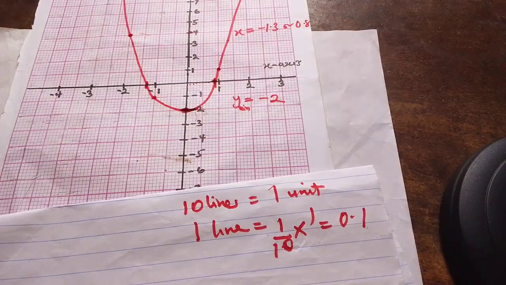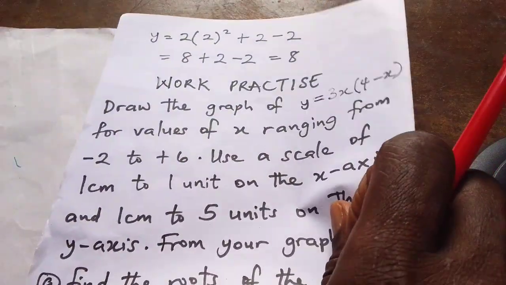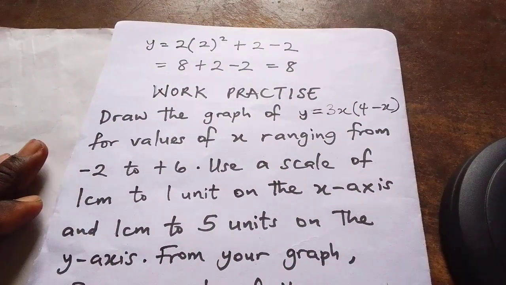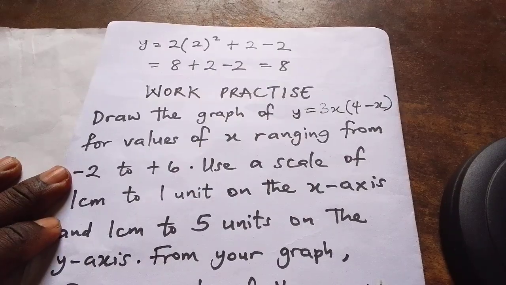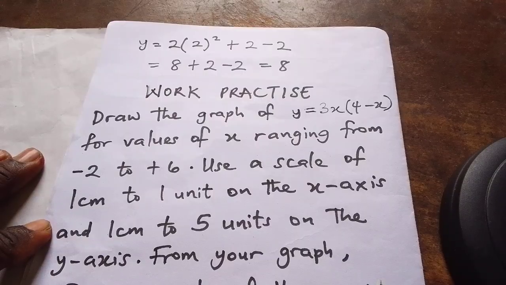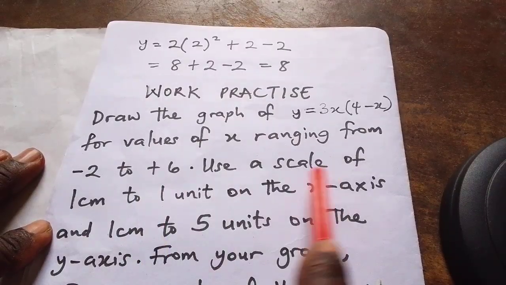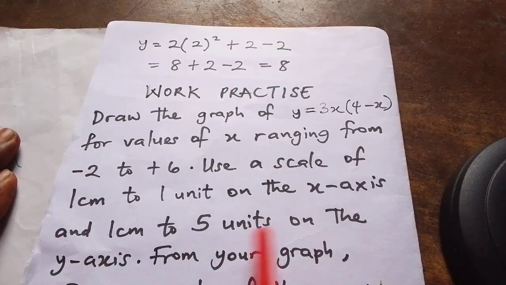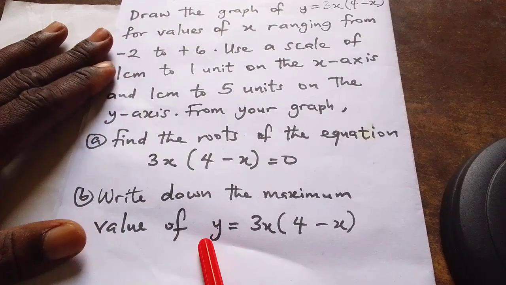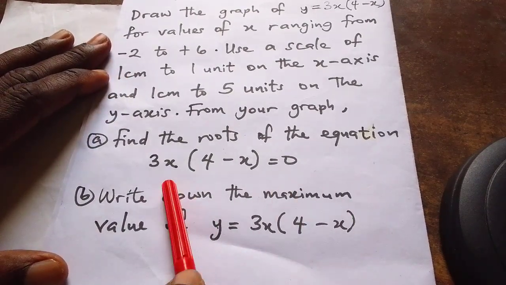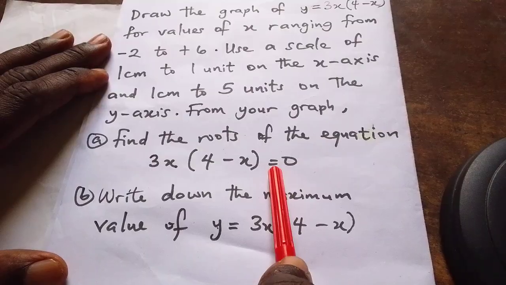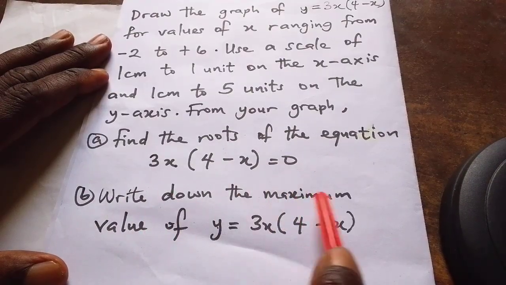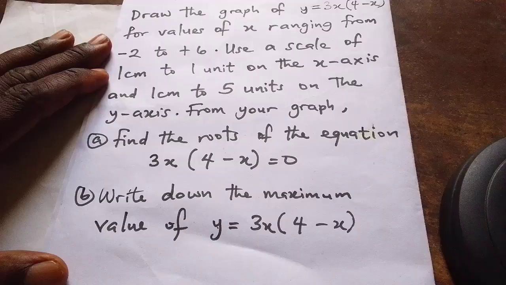So now for the work practice. I want you to do this. Draw the graph of y = 3x(4 - x) for values of x ranging from -2 to +6. Use a scale of 1 centimeter to 1 unit on the x-axis and 1 centimeter to 5 units on the y-axis. A. From your graph, find the roots of the equation 3x(4 - x) = 0. B. Write down the maximum value of y = 3x(4 - x).